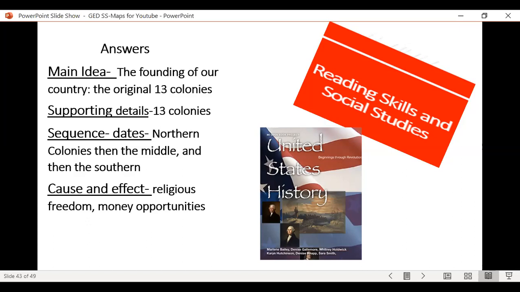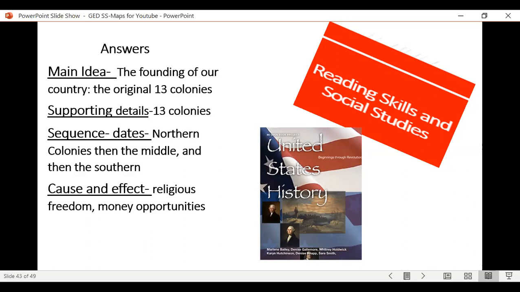So you've got your main idea, which is the founding of the country, our original 13 colonies, the supporting details and all of those facts that go in with that, sequence dates, those kind of things. Remember, the northern colonies were founded, then the middle, and then the southern, and they trickled from the north to the south once they found out the different aspects and different things that they could appreciate.